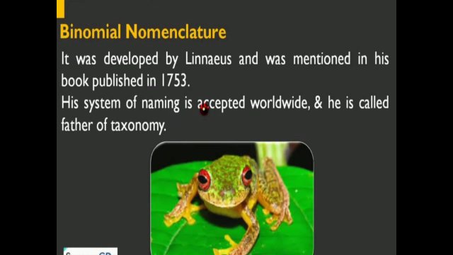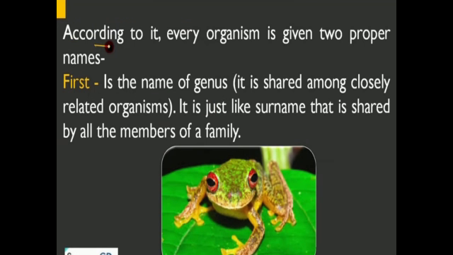When we actually name the species, we do not list out the whole hierarchy of groups it belongs to. Instead, we limit ourselves to writing the name of the genus and species of that particular organism. Now, what is genus and species? According to Linnaeus, every organism is given two proper names. The first name is the name of the genus. Genus is shared among closely related organisms.